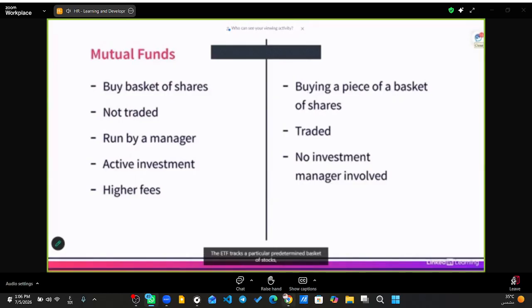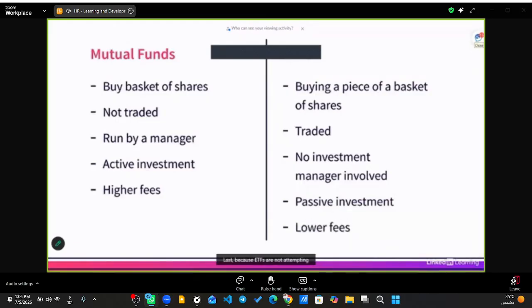The ETF tracks a particular predetermined basket of stocks, such as the S&P 500. And the ETF is not there to beat the market. It's there to track some part of that market. So these are essentially passive investments. Now, to be fair, there are a few traditional mutual funds out there that are passive and just hold all the stocks in the market. Vanguard is famous for these, for instance. But the majority of mutual funds are actively managed, and the majority of ETFs are passive funds.